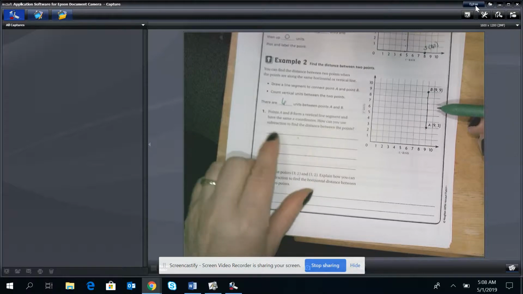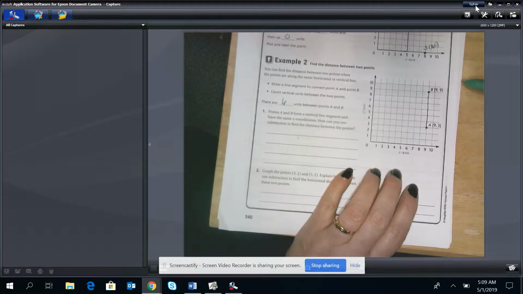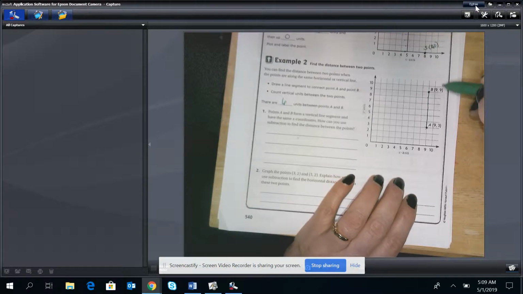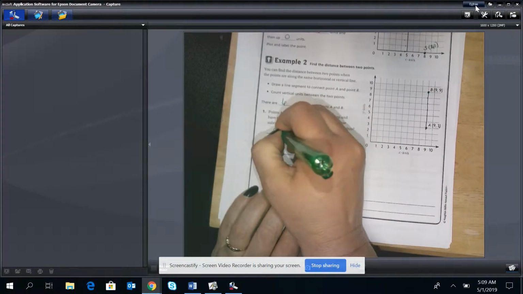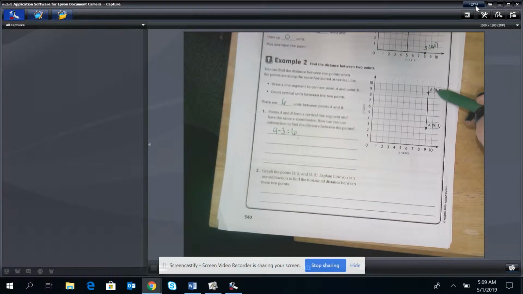How can you use subtraction to find the distance? So we knew there was 6 in between there. Is there anything you notice about the ordered pair numbers that could have helped us? So if you look here on the y, we had 9. We went up 9. And here we were at 3. 9 take away 3 equals 6. We can't take 9 take away 9 because they're exactly the same. That's not how many units are in between.